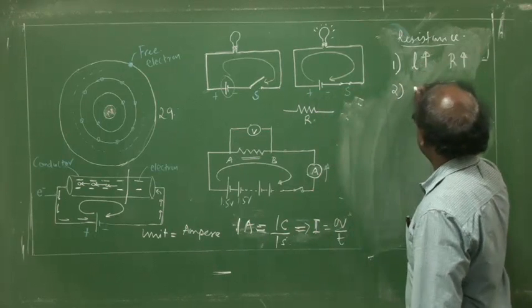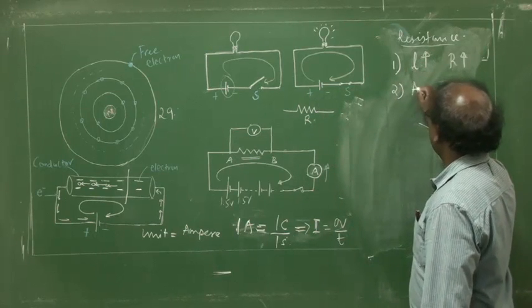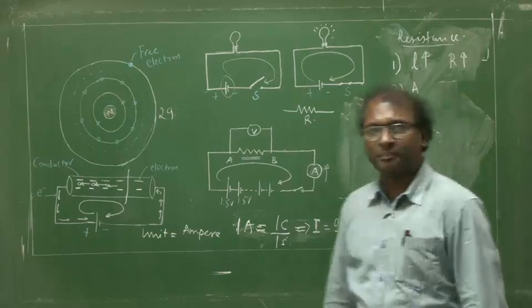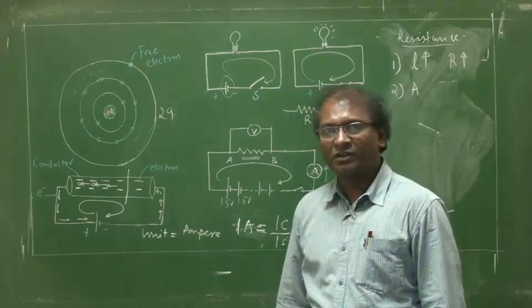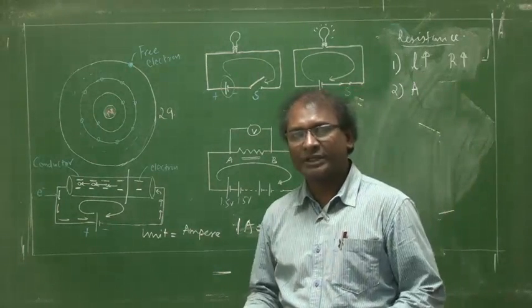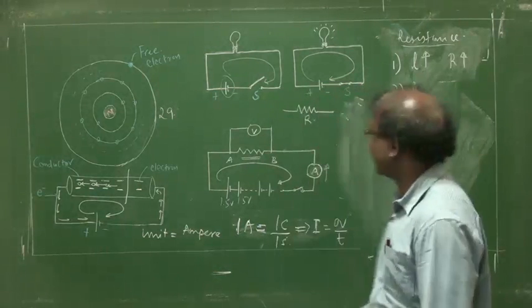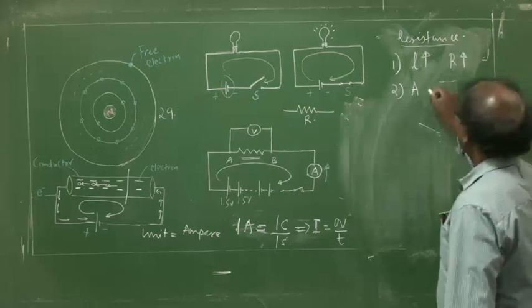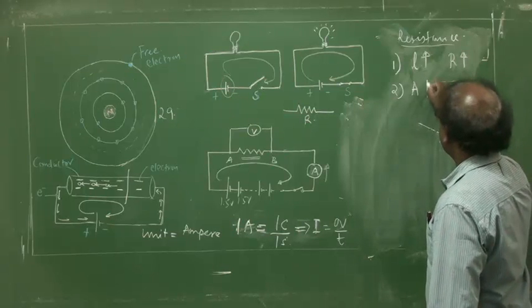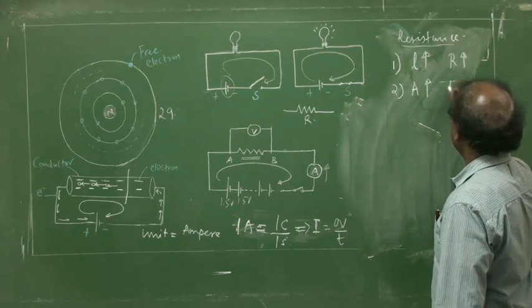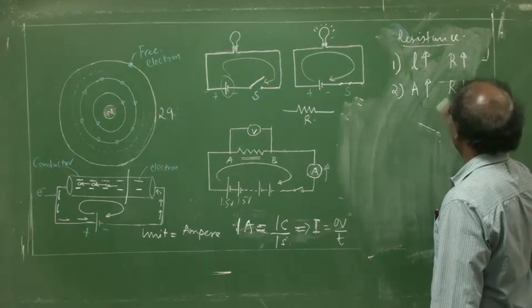The second one is the area of cross section. As the area of cross section of the wire increases, current flow increases. So as the current flow increases, which means that resistance has to decrease.